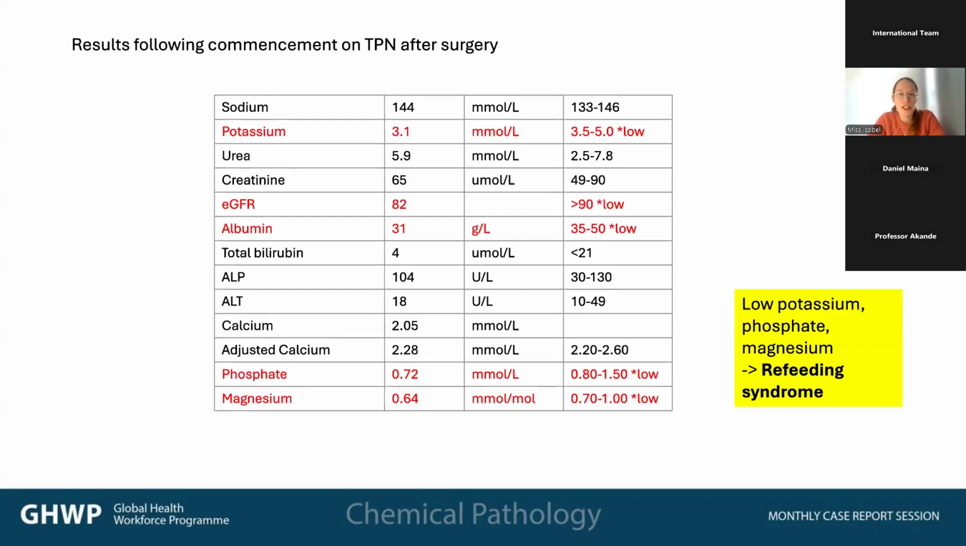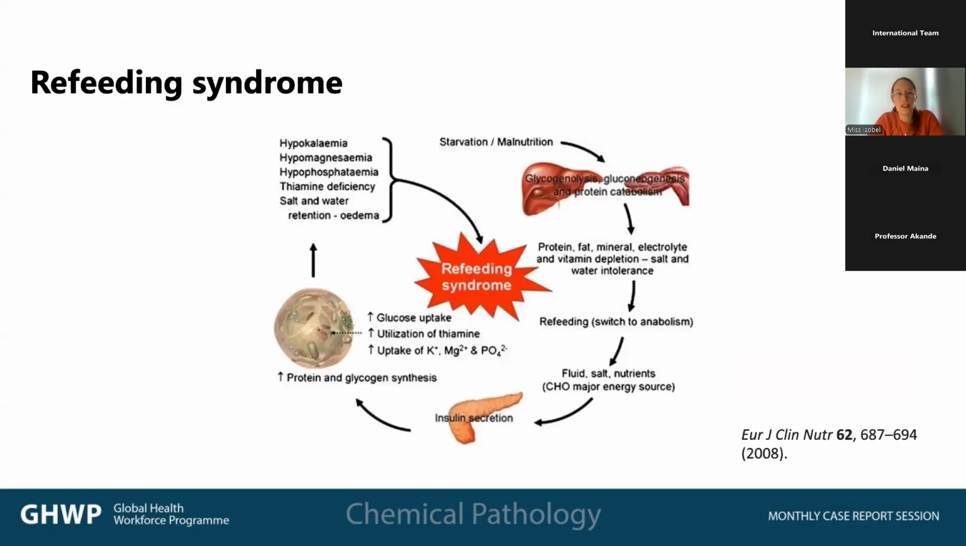And we can see here that she has a low potassium, a low phosphate and a low magnesium. And this is suggestive because of the history of her being on total parenteral nutrition and previously being in hospital for a long time, not being able to eat or drink properly because of her bowel complications due to the accident and because of the surgery. This is highly suggestive of refeeding syndrome. So what is refeeding syndrome?